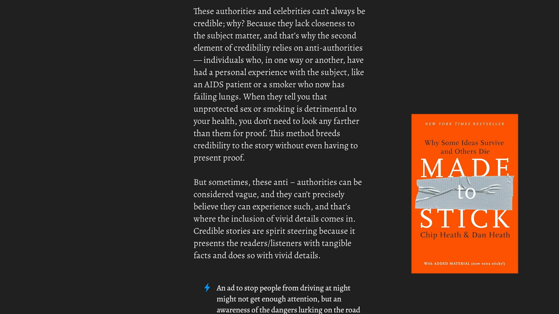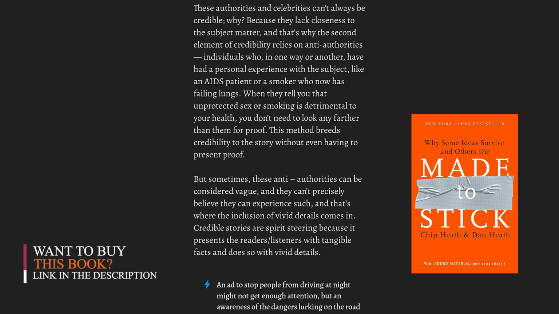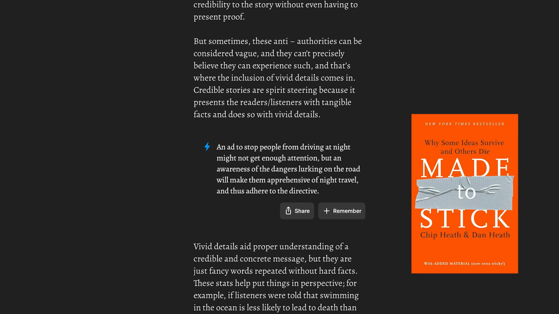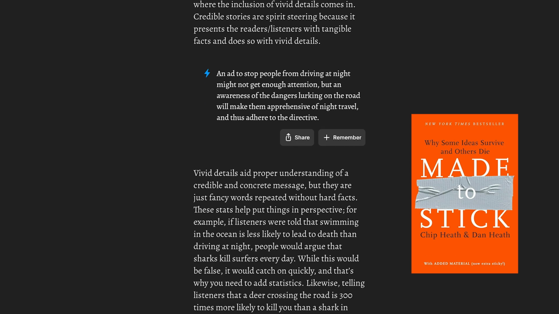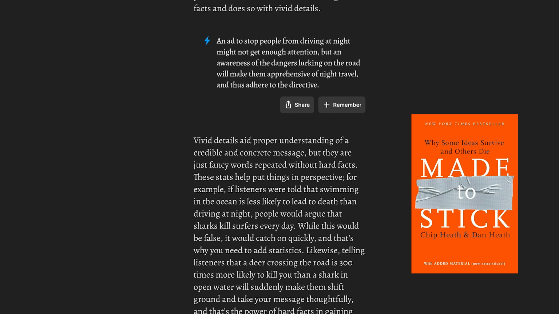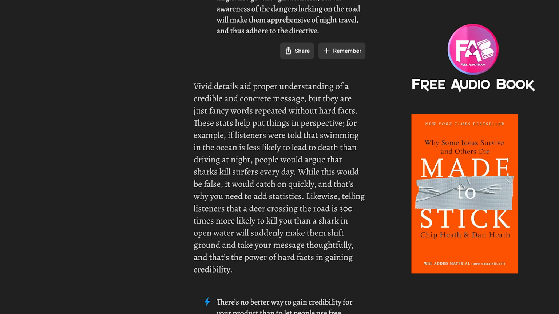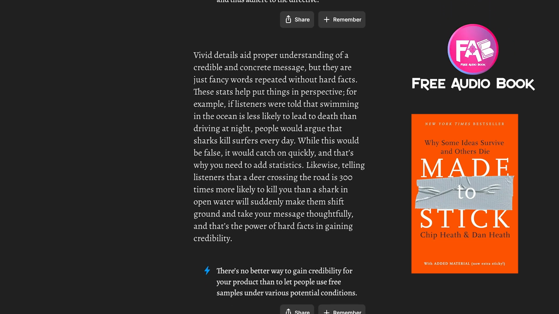But sometimes, these anti-authorities can be considered vague, and people can't precisely believe they can experience such. And that's where the inclusion of vivid details comes in. Credible stories are spirit-stirring because they present the readers or listeners with tangible facts and do so with valid details. An ad to stop people from driving at night might not get enough attention, but an awareness of the dangers lurking on the road will make them apprehensive of night travel and thus adhere to the directive.